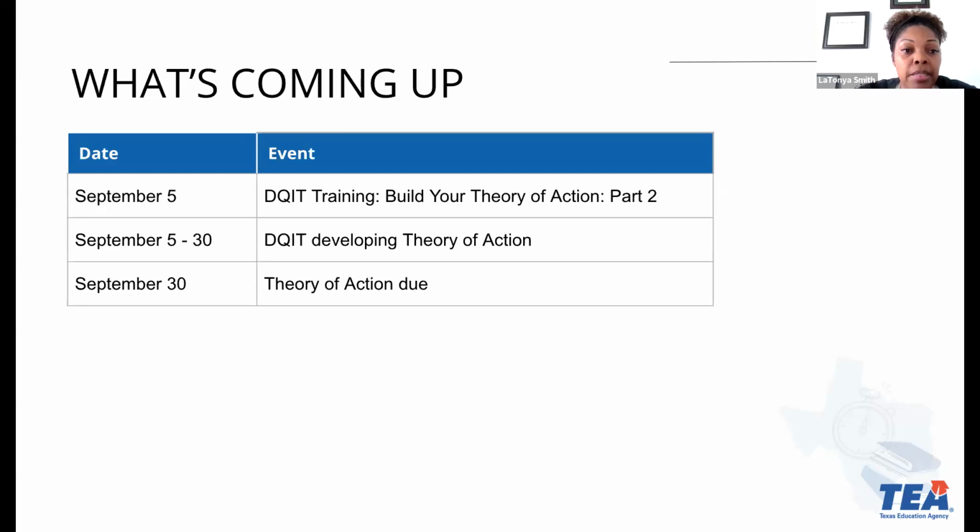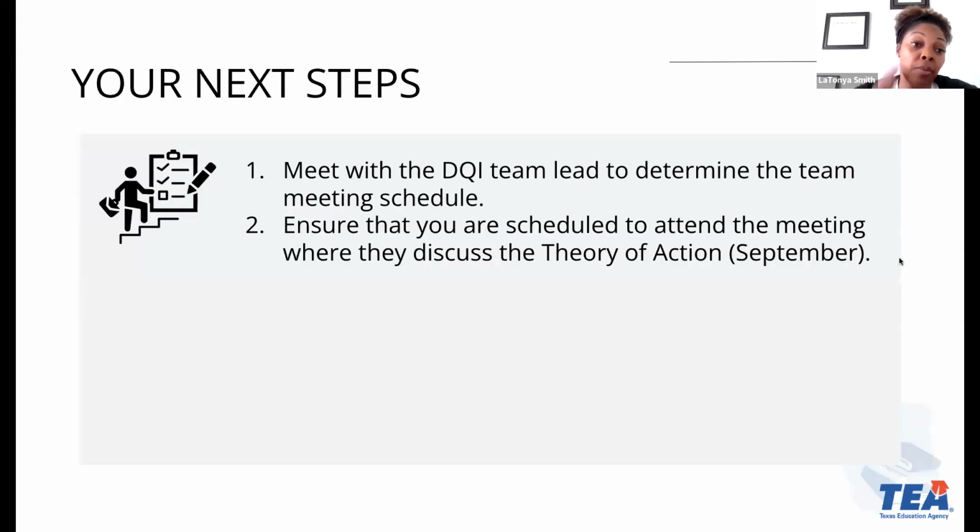Coming up September 5th, the DQI team training, build your theory of action part 2. You do not have to attend that. That is for the DQI team. The development of the theory of action is September 5th through the 30th, and then it's due on September the 30th. Your DQIT leads will loop you into the meetings that they will need you to attend. You can reach out to them, as it says on the step, to meet with them to determine when you'll be joining the team meetings, and just ensure that you're scheduled to attend the meetings to discuss the theory of action in September, because they need your voices.